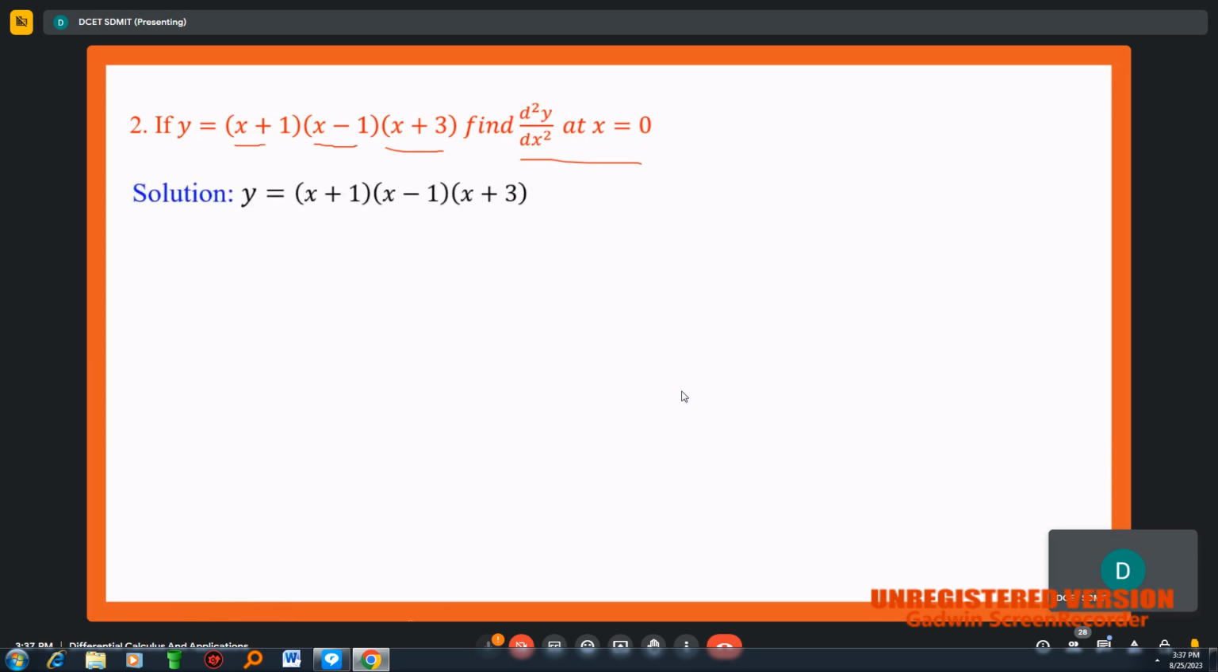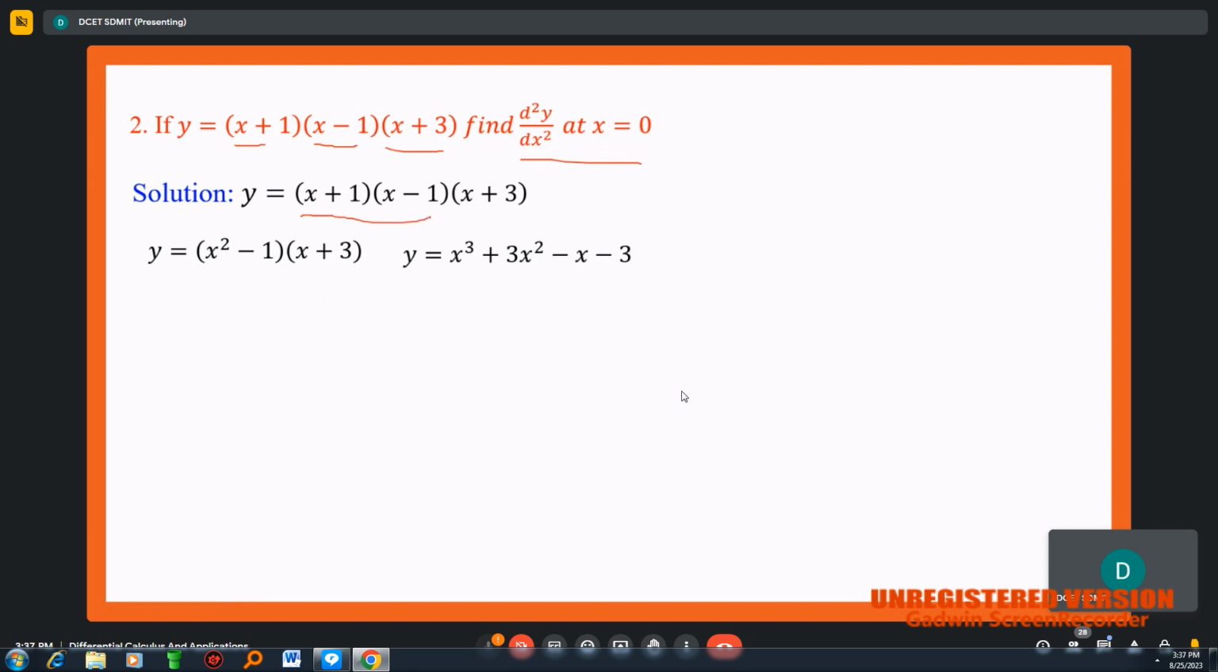Now, what is given? The function is y is equal to x plus 1 into x minus 1 into x plus 3. We can apply the product rule directly, three times, considering x plus 1 as u, x minus 1 as v, and x plus 3 as w. Instead of that, first I will simplify this term by multiplying x plus 1 into x minus 1 into x plus 3. First, I will multiply x plus 1 into x minus 1.